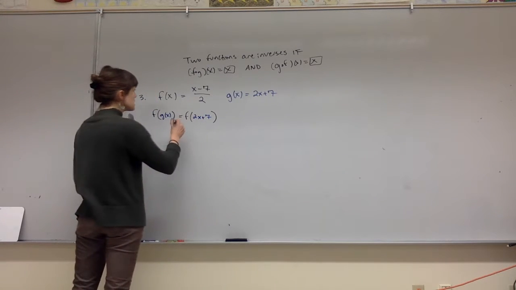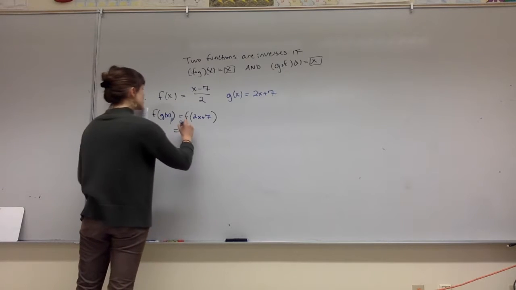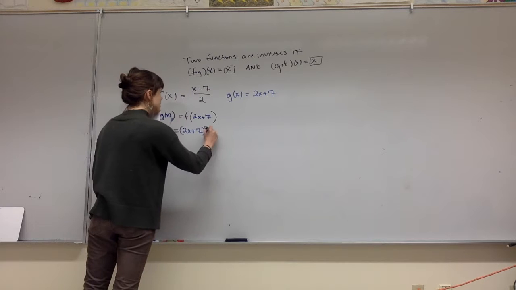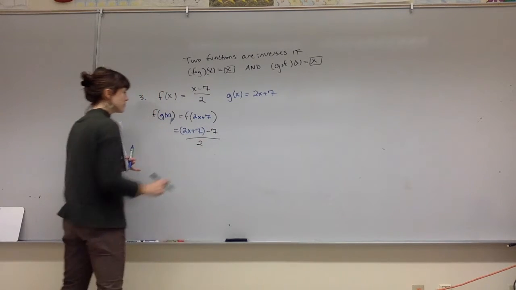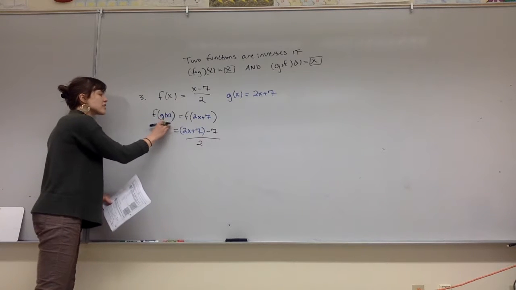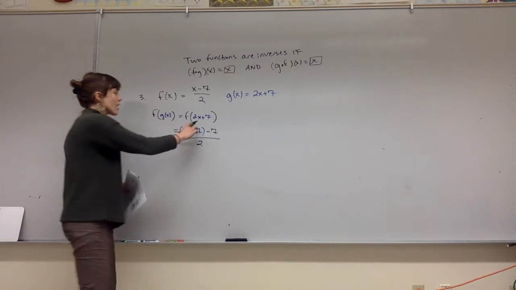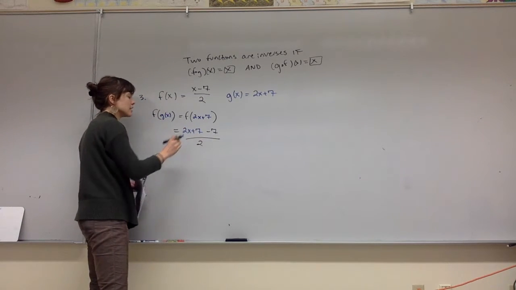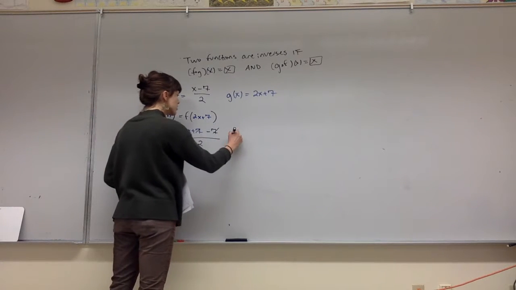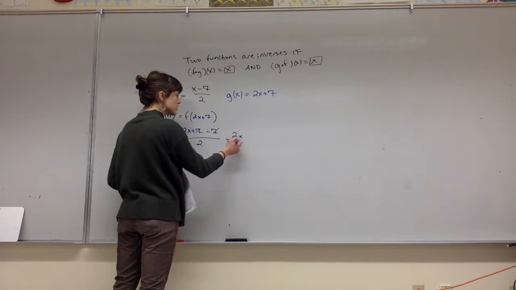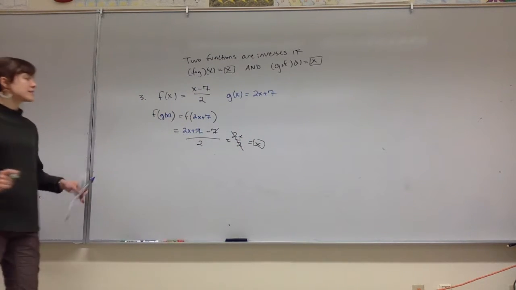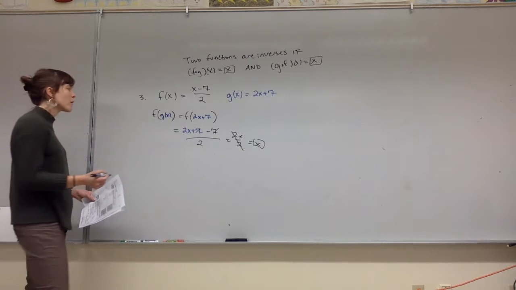So this equals 2x plus 7 minus 7 over 2. So that's unsimplified. Now I'm going to start simplifying it. So I can drop these parentheses. What's 7 minus 7? 0. So I have 2x over 2, which equals x. So f of g of x equals x. So we're well on our way now.